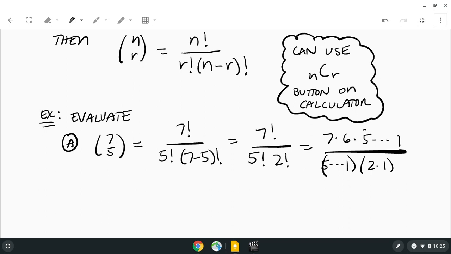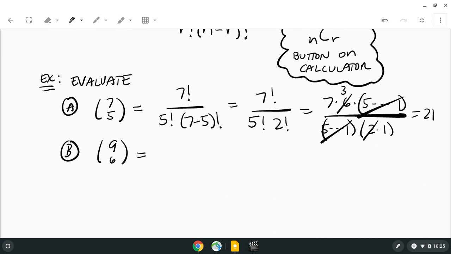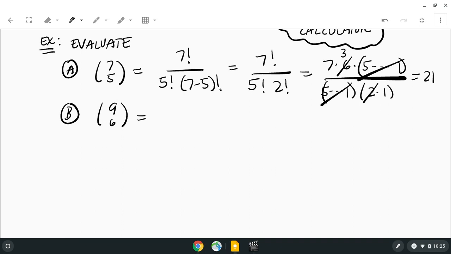So all of this here will cancel, and the 2 will cancel, so I end up with 21. Okay, so go ahead and try this one, so that if you don't have a calculator, you can see that it's very easy to compute these here. If you don't even have a factorial button or the nCr button. Okay, so go ahead and give this one a try.